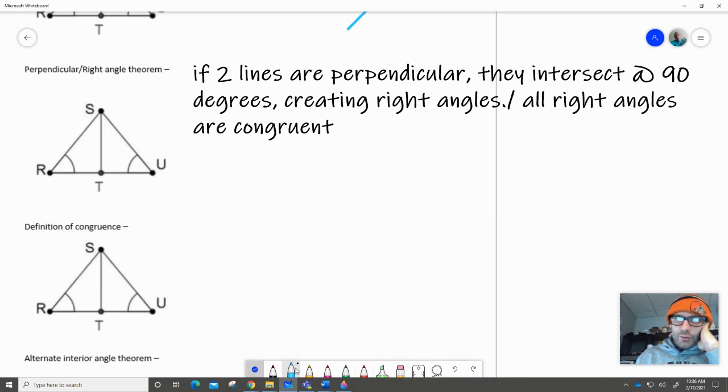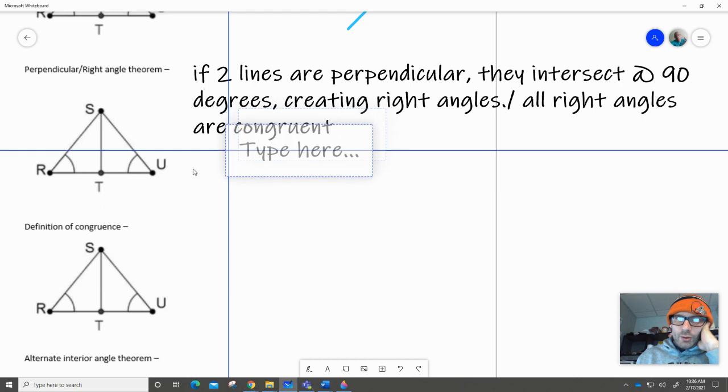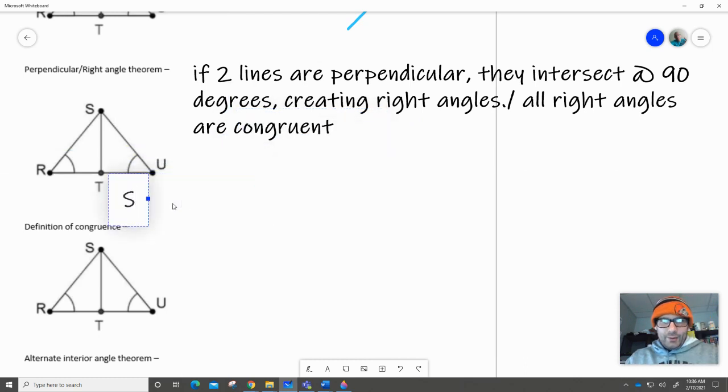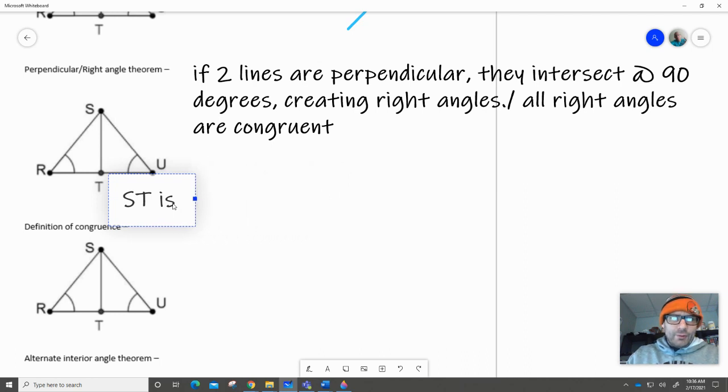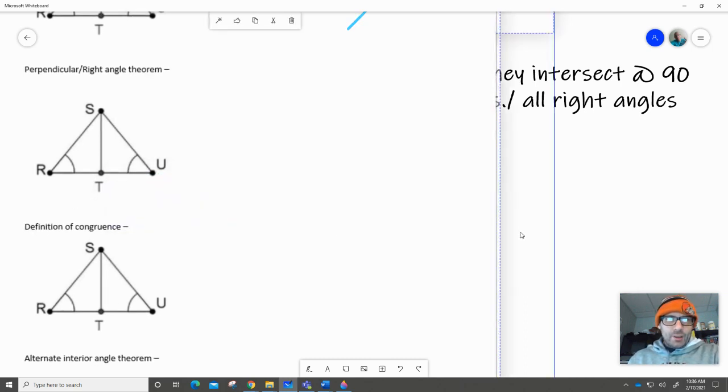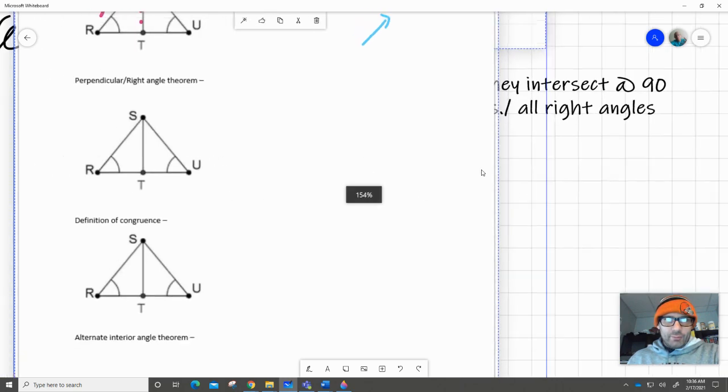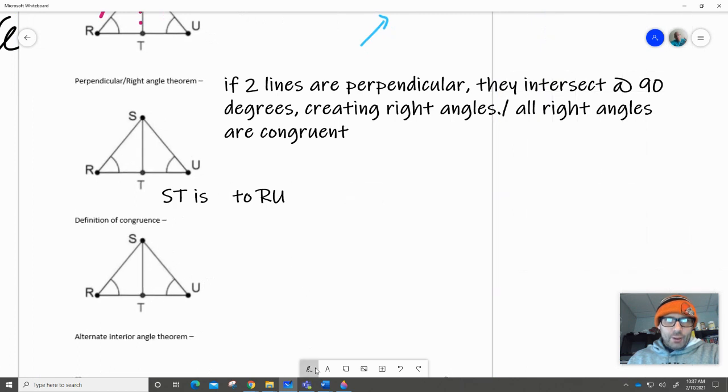So let's say we're looking at this thing here, and this says ST is perpendicular. The symbol for perpendicular is like an upside down T. I'll sort of draw that up here. So if they say ST is perpendicular to RU, the symbol for perpendicular is just a little upside down T.